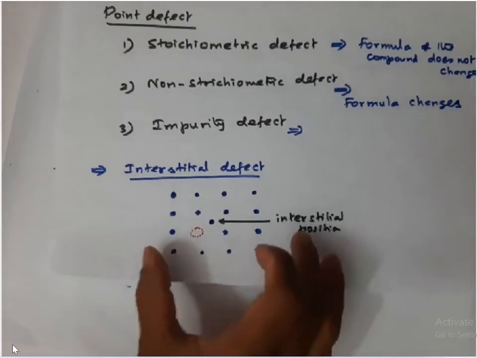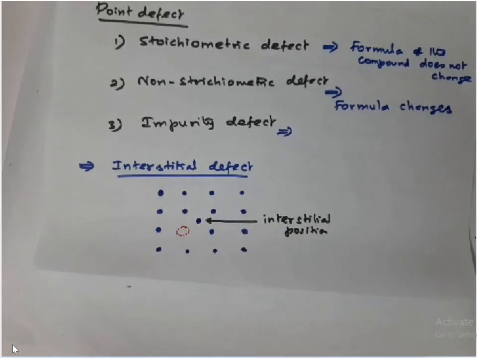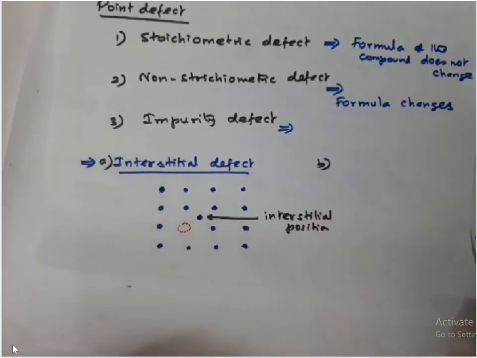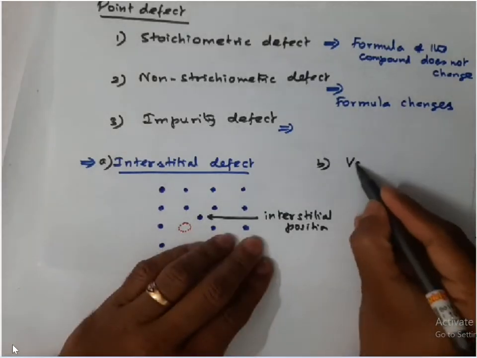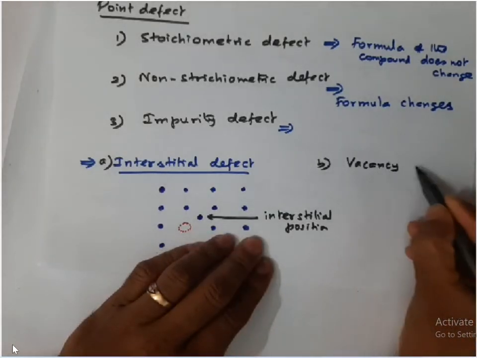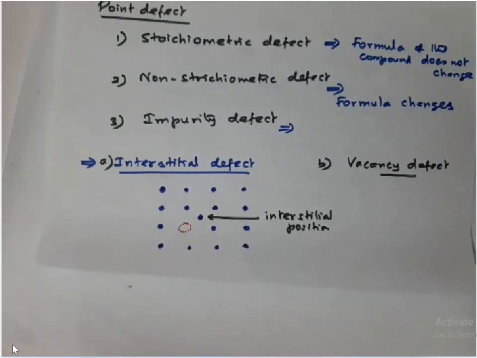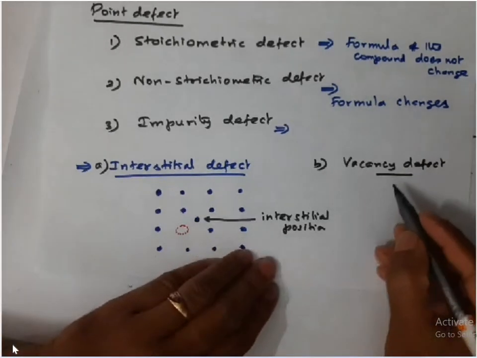Okay, this type of defect is called interstitial defect. This is one, and the second one is called vacancy defect. What is vacancy defect? Suppose during the formation of a crystal, some atoms miss their actual position, then that place becomes vacant. It is called vacancy defect.